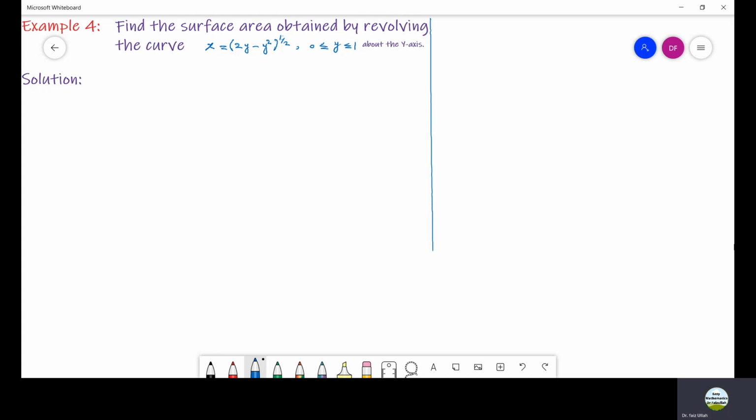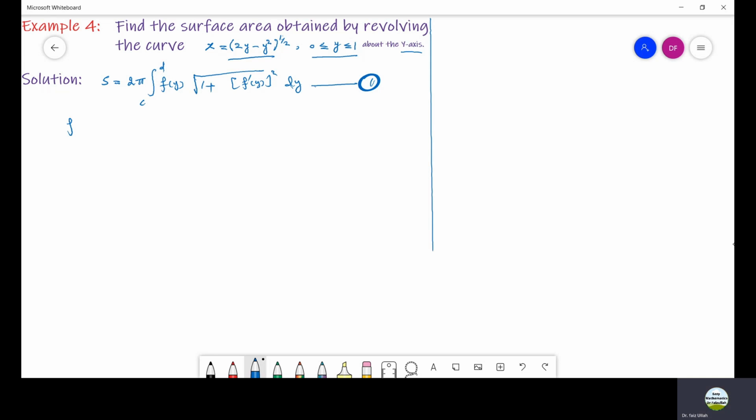In this example, we are given a function of y, where y is between 0 and 1, and we are rotating the region about the y-axis. So the surface area can be obtained by using the formula. S is equal to 2 pi, integration is from c to d, f of y under the root 1 plus f dash of y whole square into dy. Let us say this is 1. Here c is 0 and d is 1.